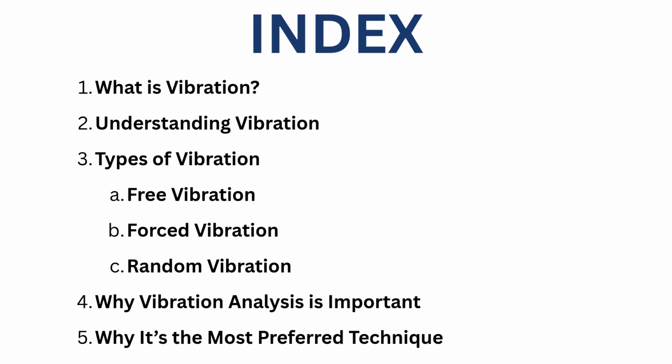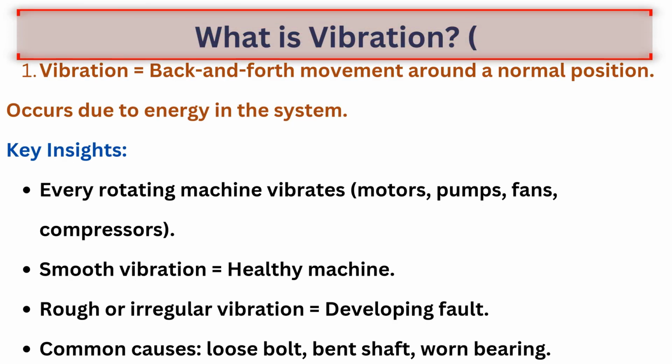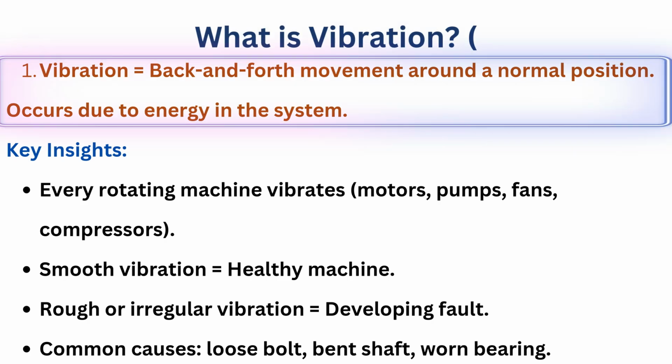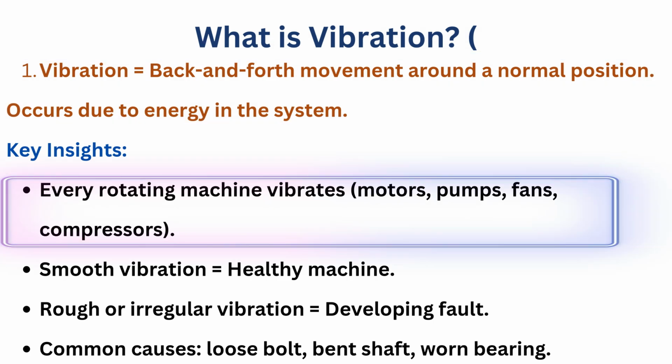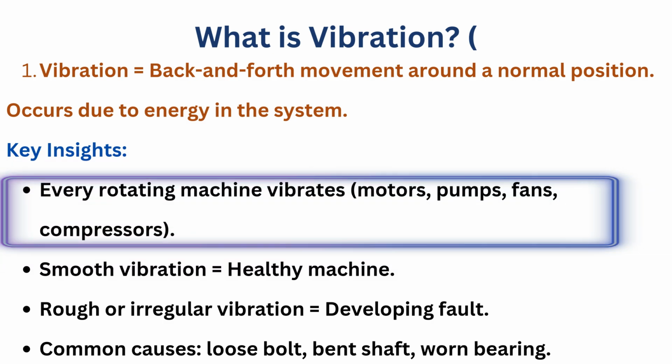So first we will be discussing what is vibration. Vibration simply means the back and forth movement of an object around its normal position. You can say that it is the physical motion that we feel or measure when a part moves due to energy inside the system. Since we know that every rotating machine, whether it is a motor, a pump, a fan, a compressor, or a gearbox, vibrates to some extent, right?